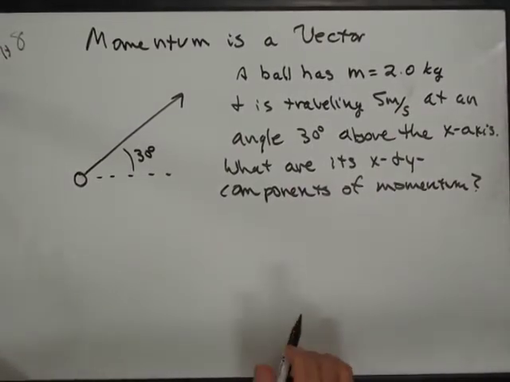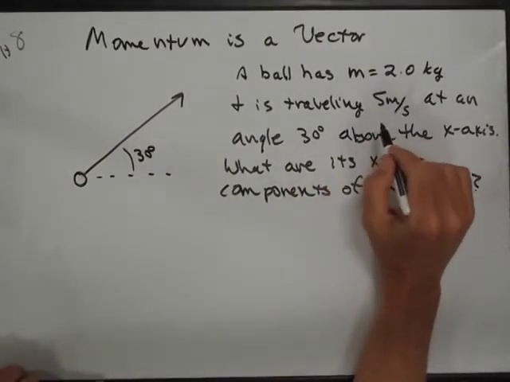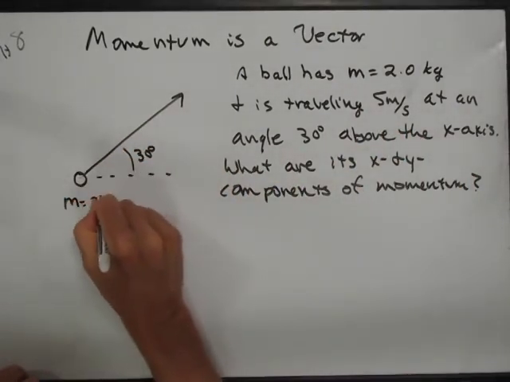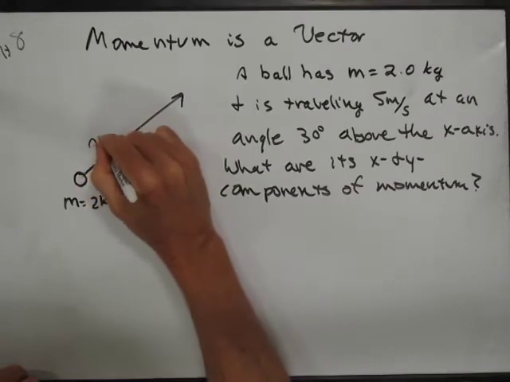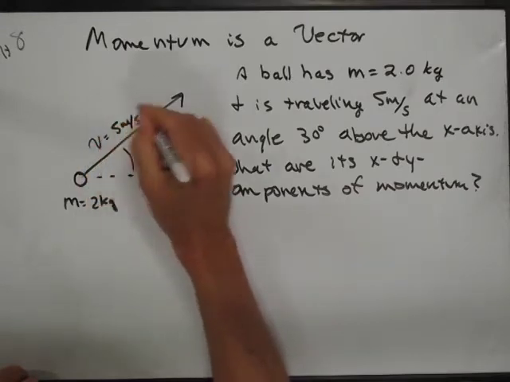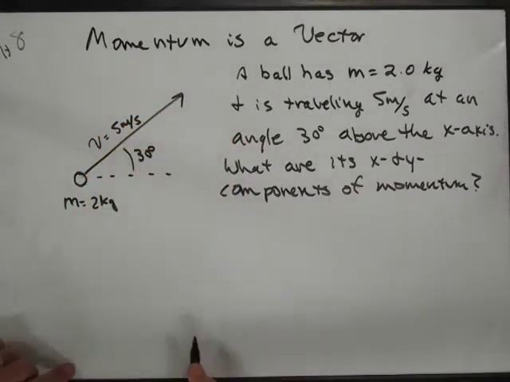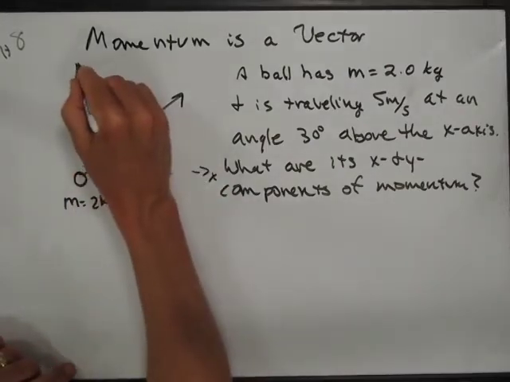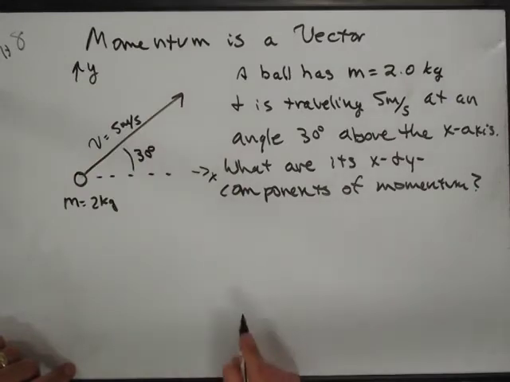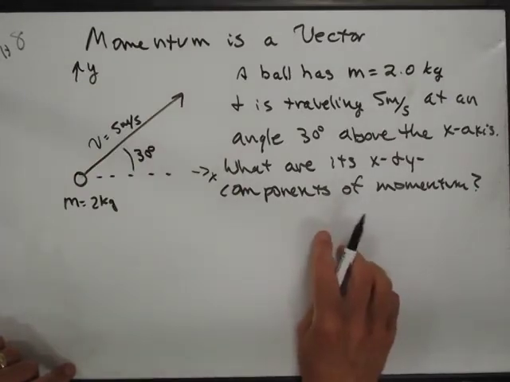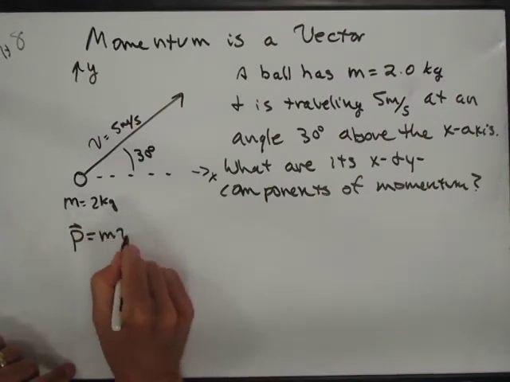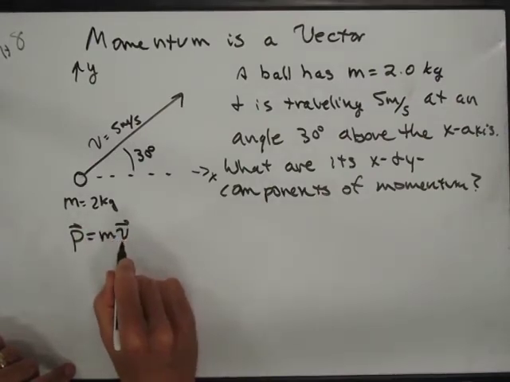So in this problem, a ball has a mass of 2 kilograms, and it's traveling at 5 meters per second. It's traveling 30 degrees above the x-axis, so this is the x direction, and we can say that's the y direction. What are its x and y components of momentum? Since momentum is mass times velocity, this is going to be a vector. It's just going to have the same direction as the velocity.